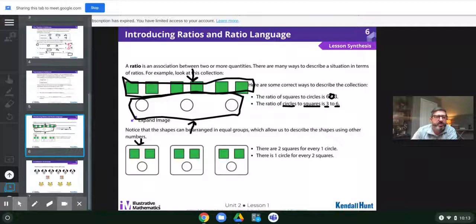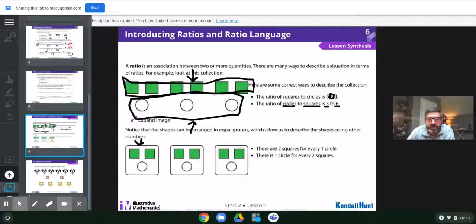So how many squares do we have when we compare it to triangles? Well, we had 2 squares for every 4 triangles. Or the ratio of squares to triangles is 2 to 4. So in this example here, you see the green squares and the white circles. The ratio of squares to circles is 6 to 3. Now, how do we know that? Well, we have 6 squares and we have 3 circles.